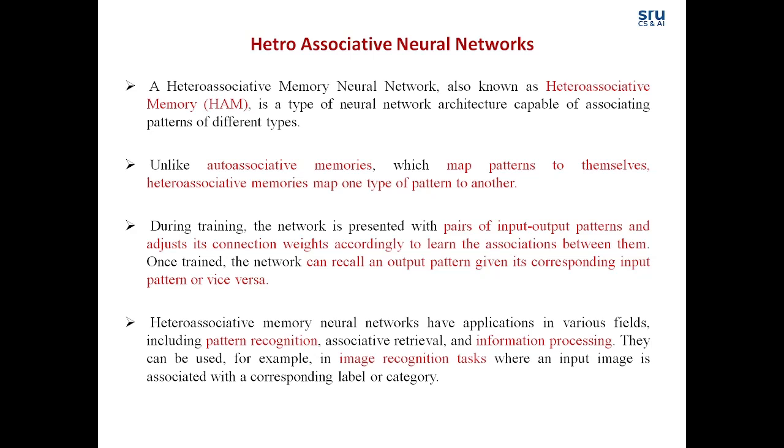During training, the network is presented with pairs of input-output patterns and adjusts its connection weights accordingly to learn the association between them. Once the network is trained, it can recall an output pattern given its corresponding input pattern or vice versa. Heteroassociative memory has applications in various fields, which include pattern recognition, information processing, and associative retrieval. It is used in image recognition tasks where an input image is associated with a corresponding label or category.